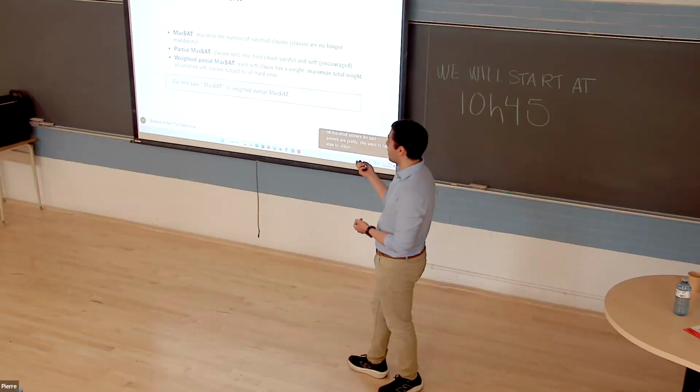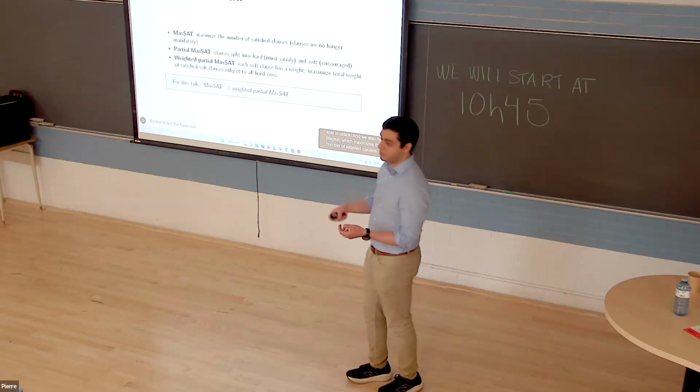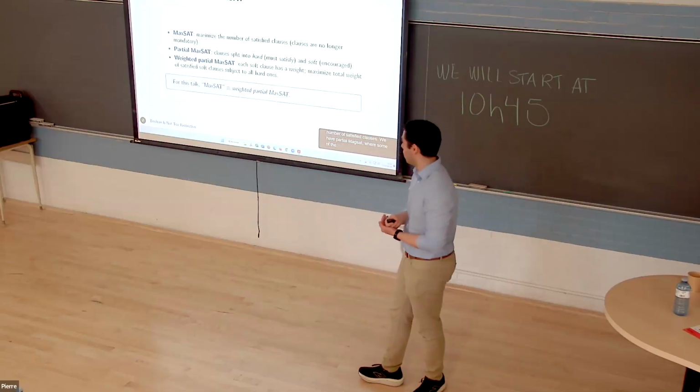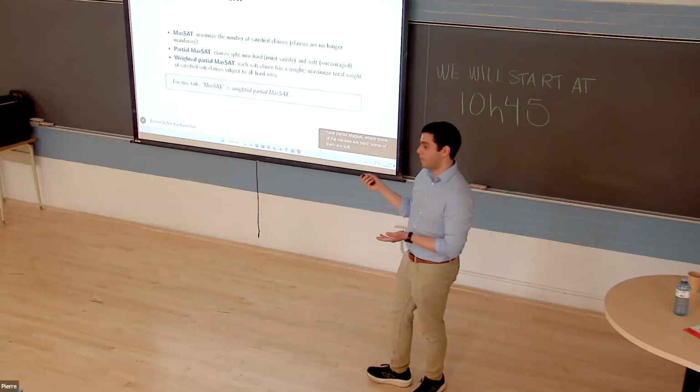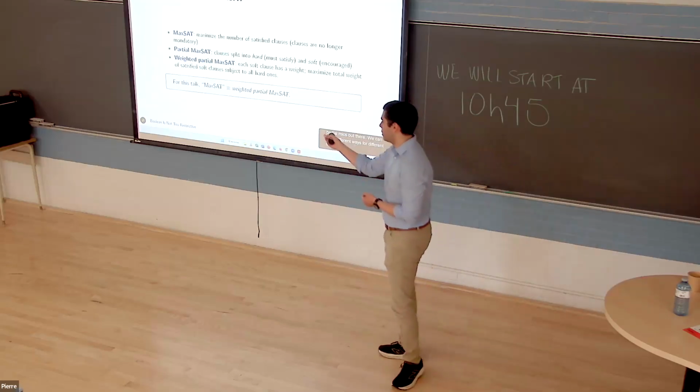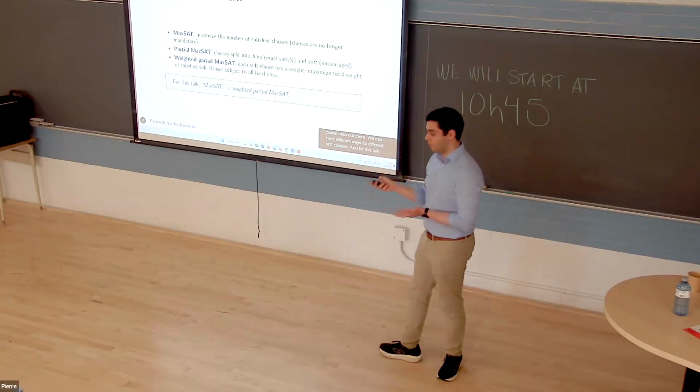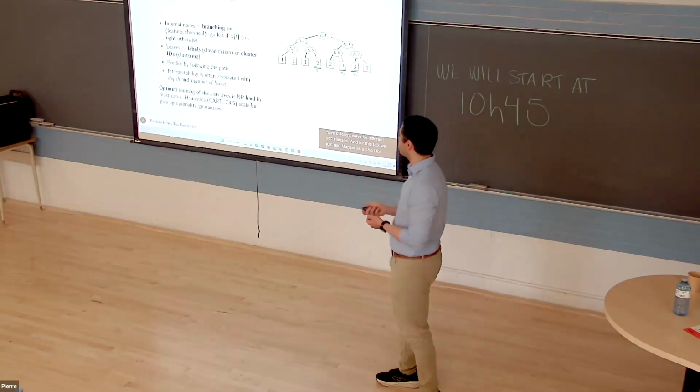And we also have MaxSAT, which maximizes the number of satisfied clauses. We have partial MaxSAT, where some of the clauses are hard, some of them are soft. And we have weighted partial MaxSAT, where we can have different weights for different soft clauses. And for this talk, we just use MaxSAT as short for weighted partial MaxSAT.